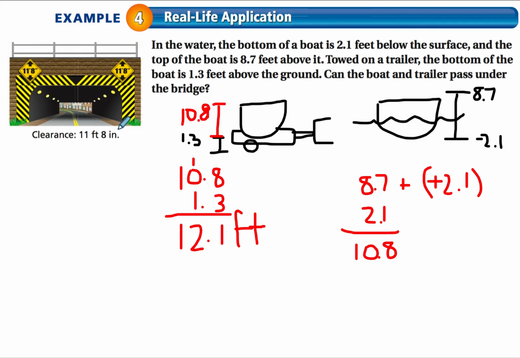So the clearance of the tunnel is 11 foot 8 inches. Will the boat fit? No, it won't. That's a big no, because 12.1 feet is a lot bigger than, well, 11 foot 8 inches is going to be 11.66 feet, because 8/12 of a foot is 2/3 of a foot. So no, the boat's not going to fit. It's too high off the ground.